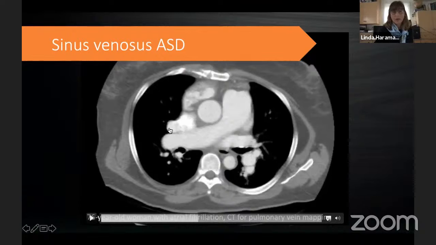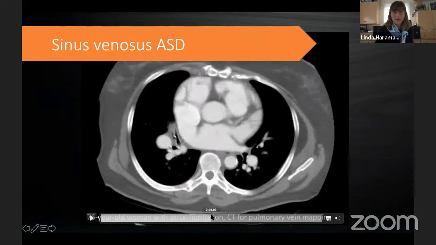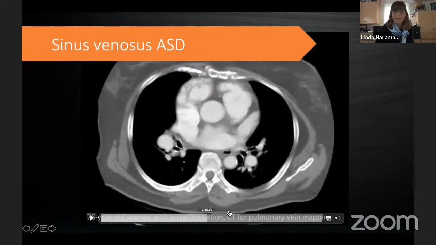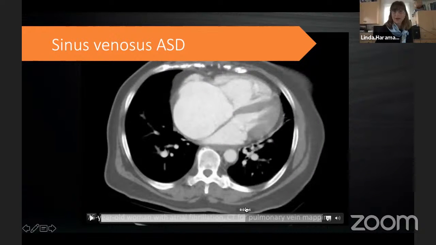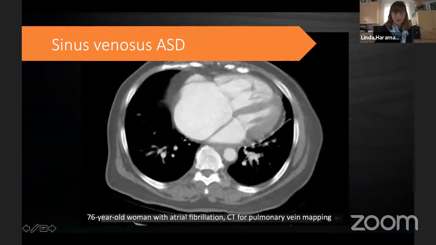And the right superior vena cava is in communication with the right superior pulmonary vein. And as we scroll down, what we see is that there's a relationship. Basically, there's a defect in the sinus venosus with a relationship between the left atrium and the right atrium at the SVC right atrial junction. And there's marked dilation of the right atrium, as well as right ventricular dilation.